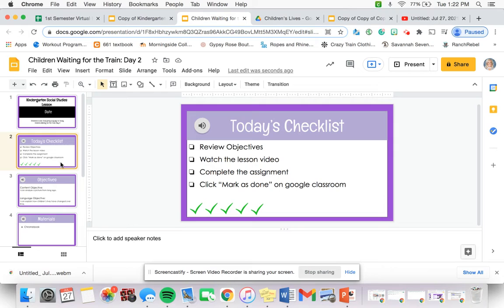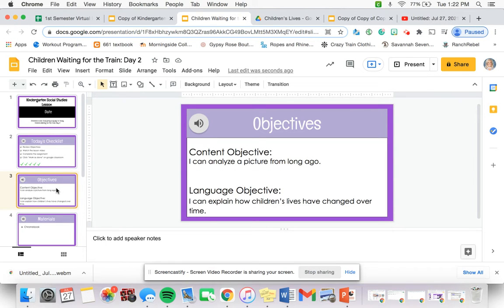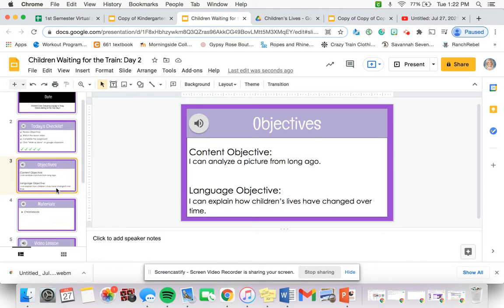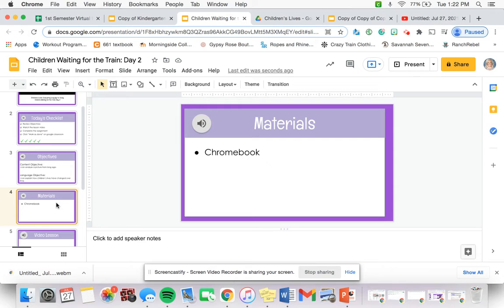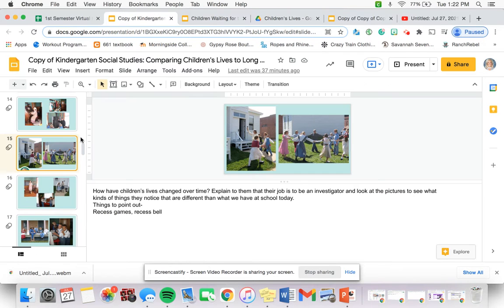Our checklist for today: review the objectives, watch the lesson video, complete the assignment, and then click Mark as Done on Google Classroom. Our content objective for today: I can analyze a picture from long ago. Our language objective: I can explain how children's lives have changed over time. The only materials you will need for today is your Chromebook. All right, let's get into looking at some more pictures.